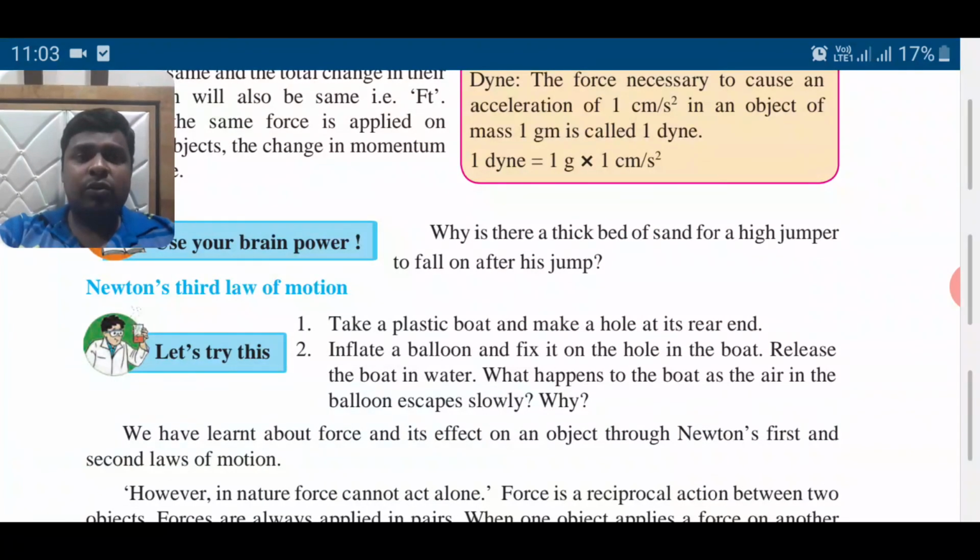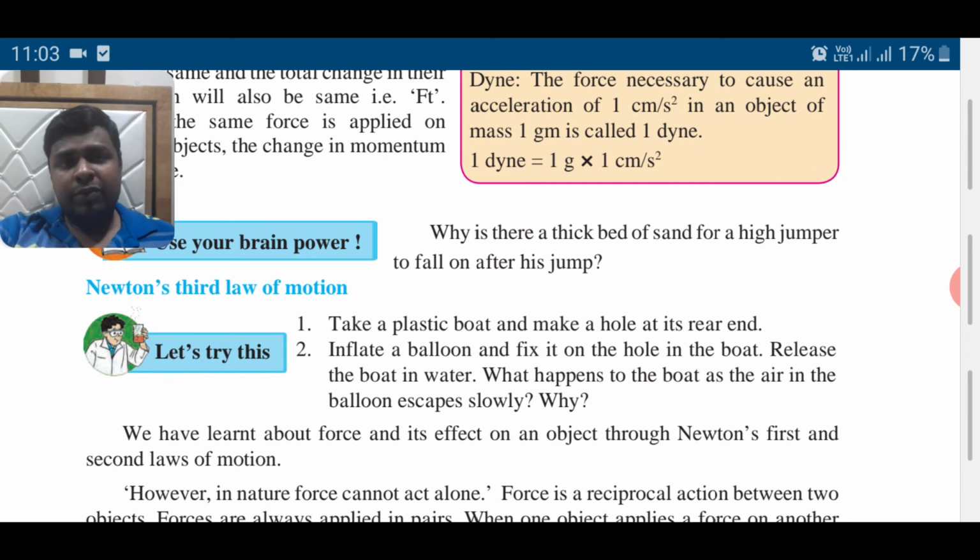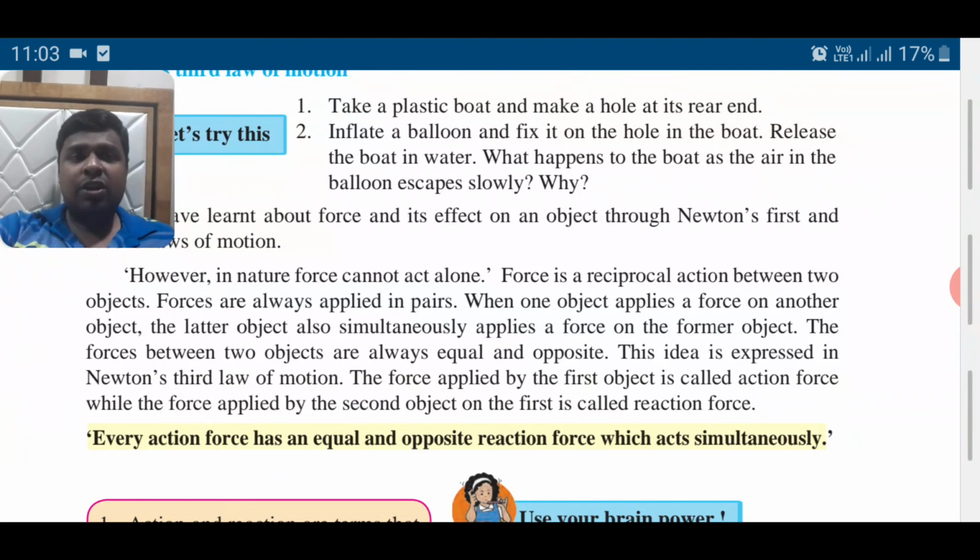Next we have Newton's third law. Now take a plastic boat, make a hole in its rear, inflate a balloon and fix it. Release the boat in water, what will happen? The air will slowly come out of the balloon and the boat will be pushed forward. Why does this happen? Because of action and reaction. In nature, forces are always in pairs. There is always action and there is reaction. Every action force has an equal and opposite reaction force which acts simultaneously.